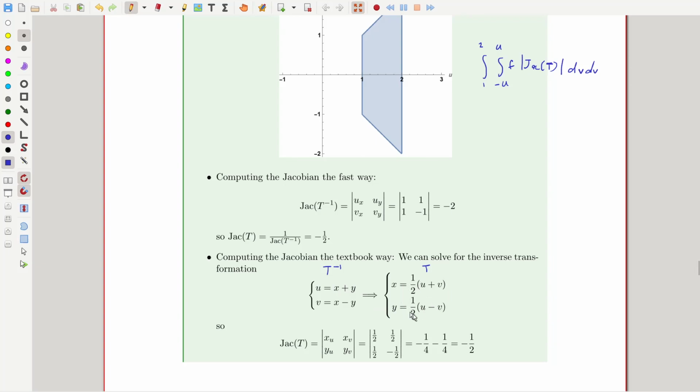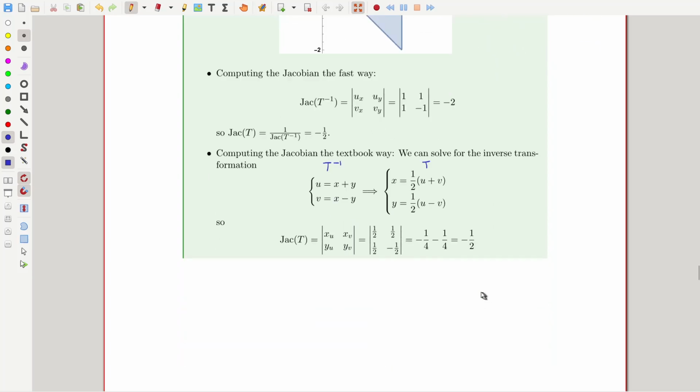Either way, once we have this transformation t, then we can compute the Jacobian for t directly from this transformation. You take the partials of x and y with respect to u and v, populating this determinant, computing it, and then taking the determinant gives you this. So you end up with the same quantity. Very good.